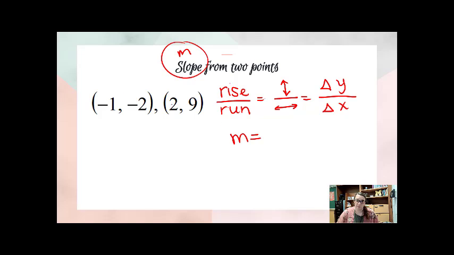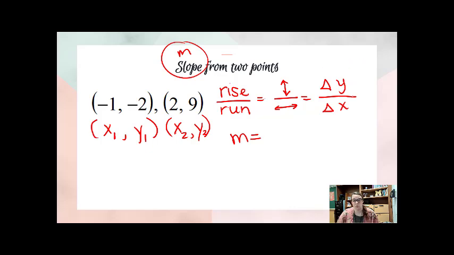So I need to label some things first. Usually I have 2 points. Well, I always have 2 points. And they're labeled x, y for each of them, but I can't be mixing up which one's the first point and which one's the second point. So let's call this one x1, y1, and this one x2, y2. That way I know which one came from the first point and which one came from the second point.